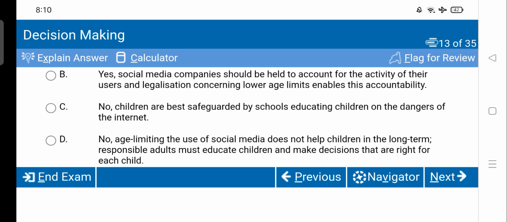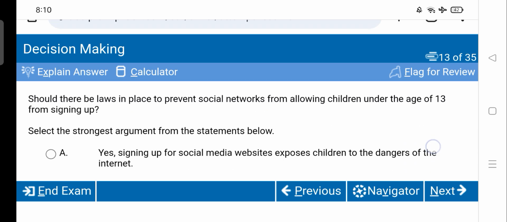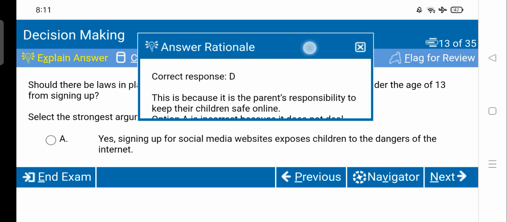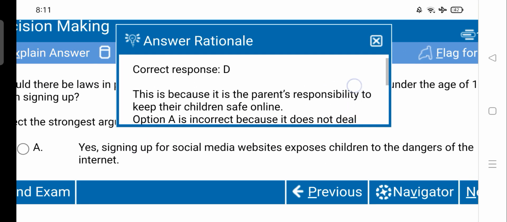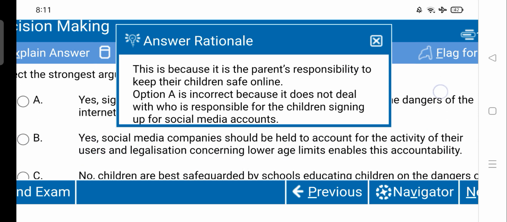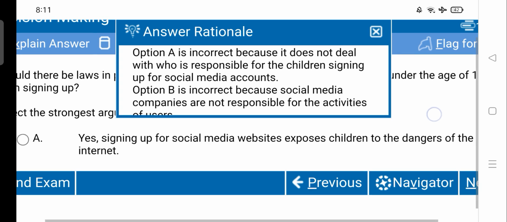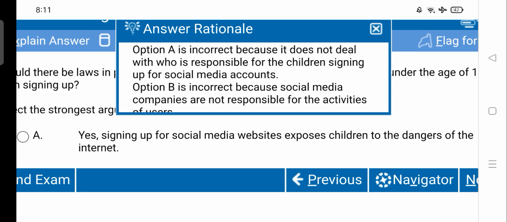Responsible adults must educate children and make decisions that are right for each child. So option D is the correct option. This is because it is the parents' responsibility to keep the children safe online. And option A is incorrect because it does not deal with who is responsible for the children signing up for social media accounts.